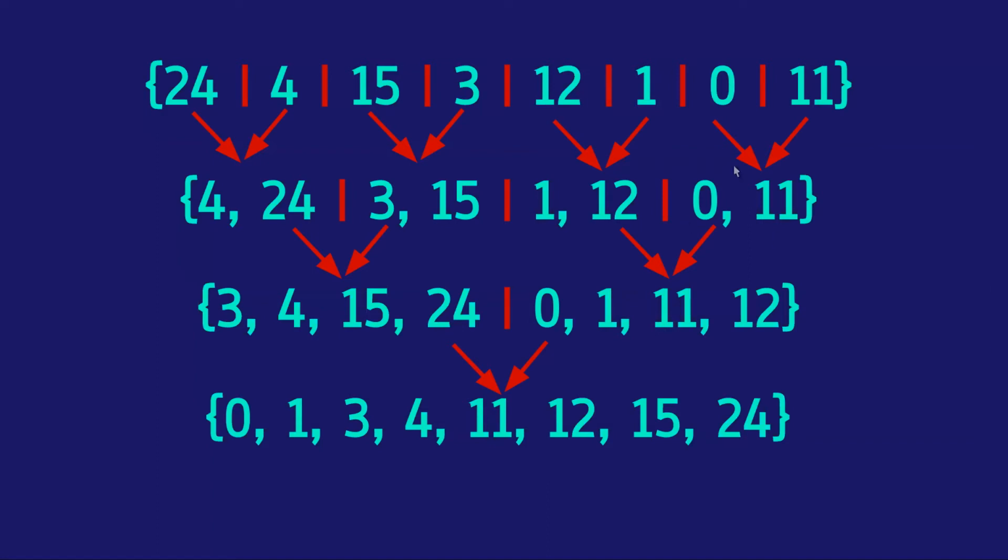And so in the first level, you have 8 groups. In the second level, you have only 4 groups, because you merge pairs of them and you get 4 groups now. When you merge 4 groups, you get 2 groups. And finally, when you merge 2 groups, you get your original answer. I mean, your final answer. So this is how merge sort works.